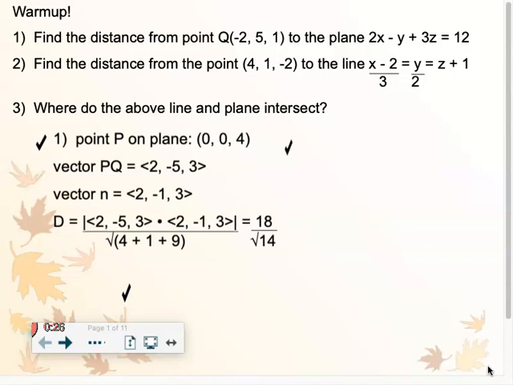All right, so I got 18 over root 14. Match, match, match, match, match. Yes, yes. All right, 100%. Well done.